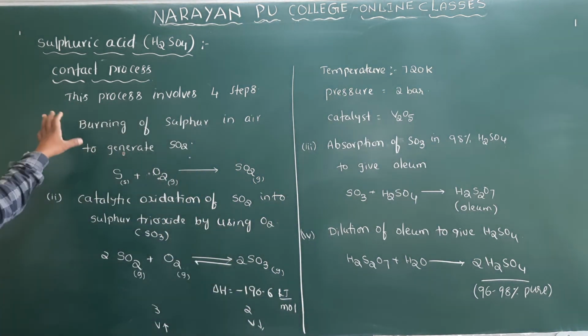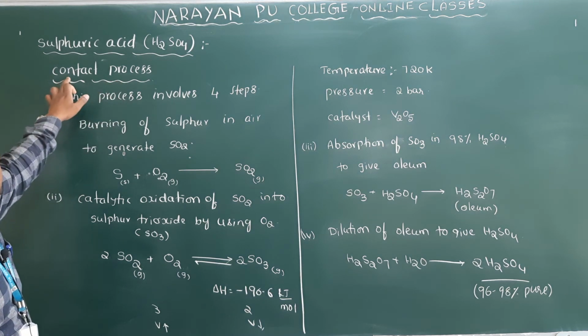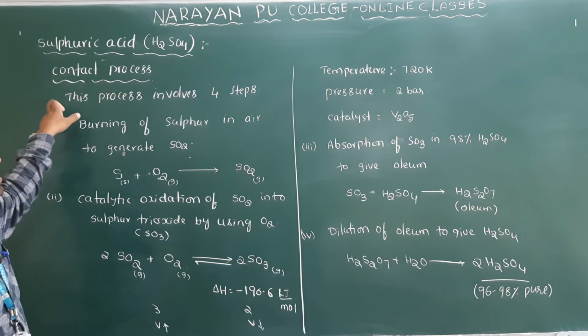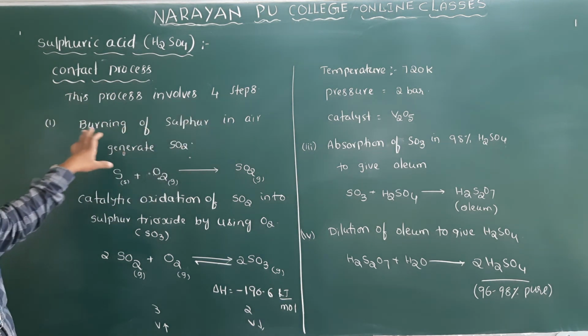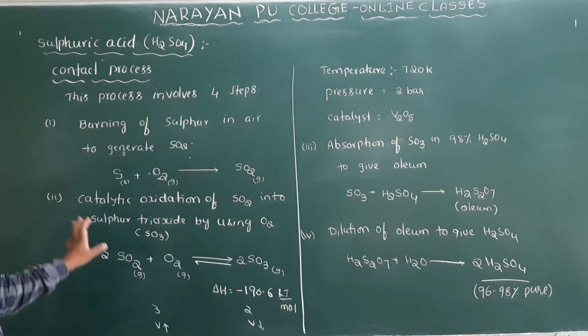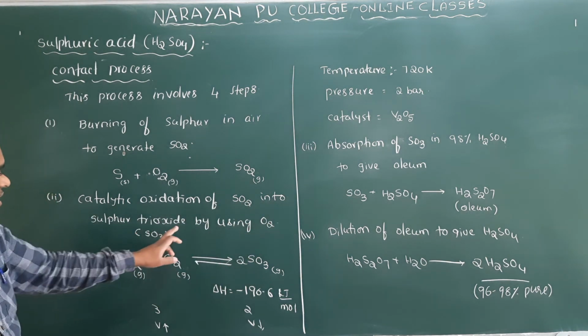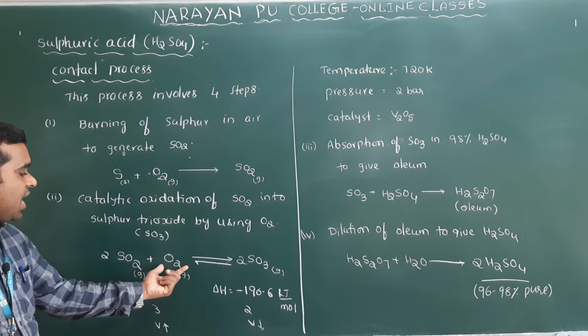Simply once again, because it is very important, it will come definitely in the PU examination. The contact process involves how many steps? Mainly 4 steps. First one, burning of sulfur in air to give sulfur dioxide. And next one, catalytic oxidation of sulfur dioxide into sulfur trioxide by using air or oxygen.